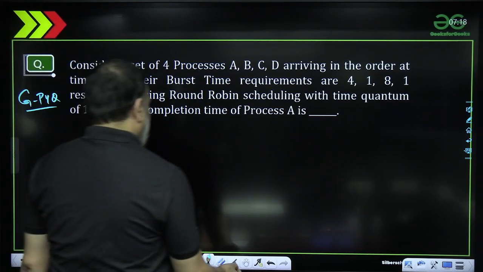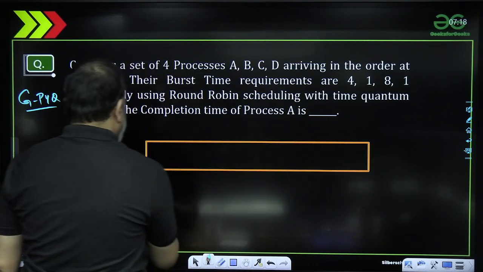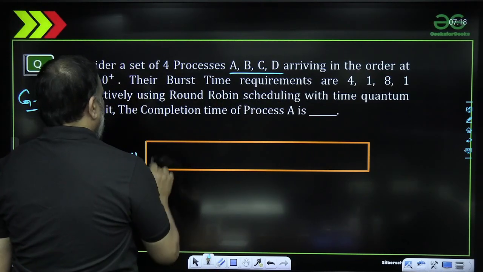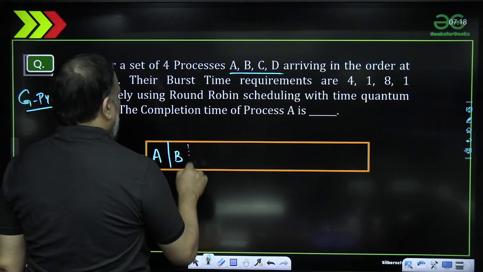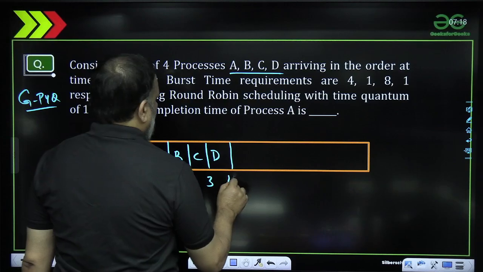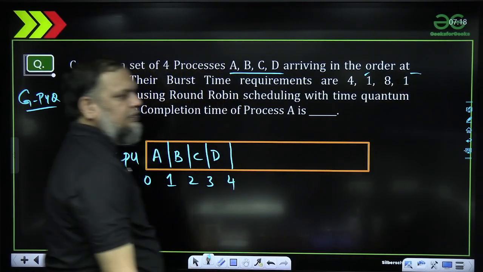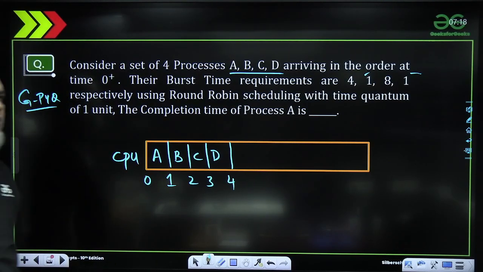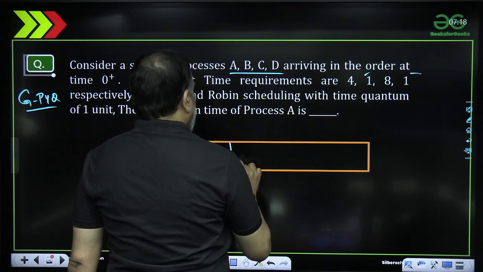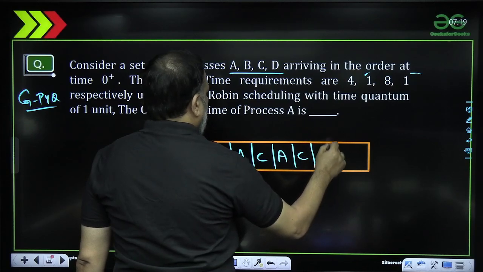You can simply make a Gantt chart and try to complete process A and find out the completion time. So let's make a trial. The processes are in the order A, B, C, D in the ready queue. Starting at 0, we are going to run A followed by B followed by C followed by D, each for 1 unit. So therefore 1, 2, 3, 4. Now in the first round, with burst times 4, 1, 8, 1, processes B and D got completed. So essentially I only have processes A and C. They will alternate till they complete: A, C, then again A, then again C, like that it goes.